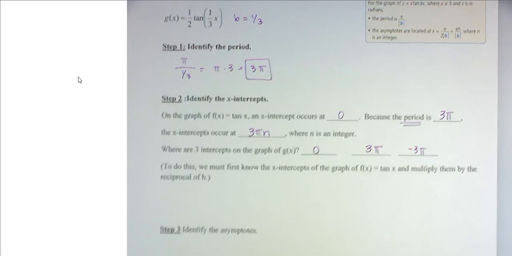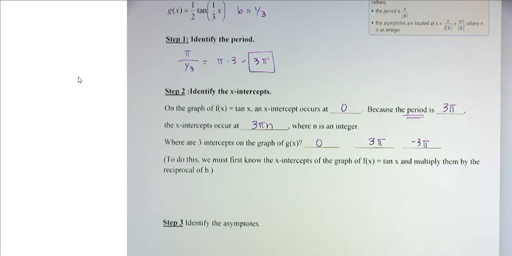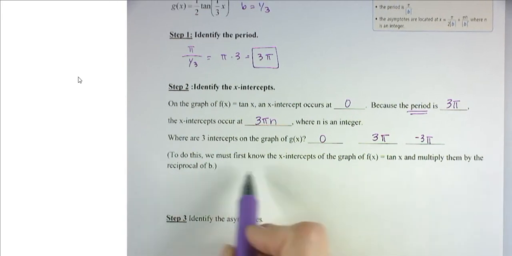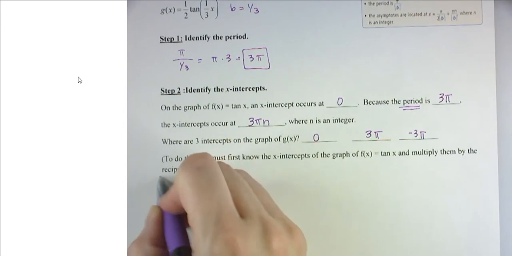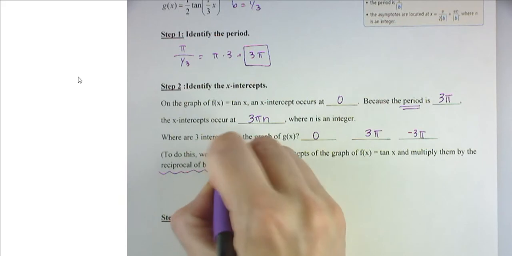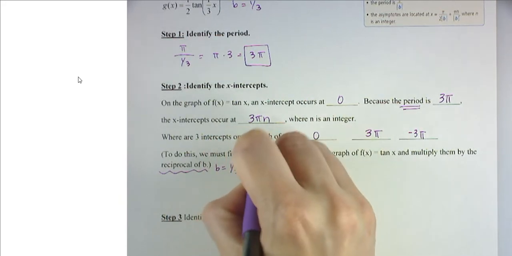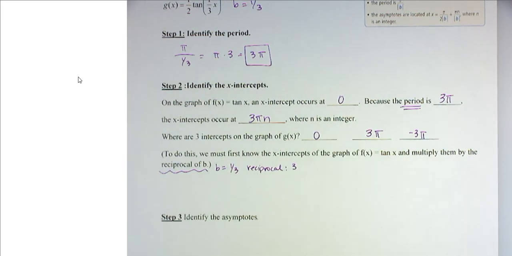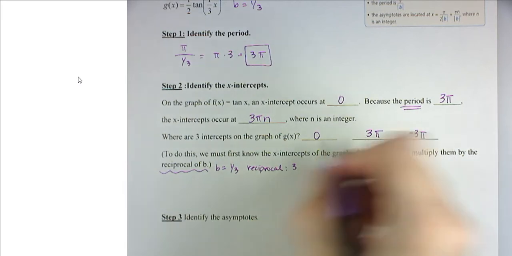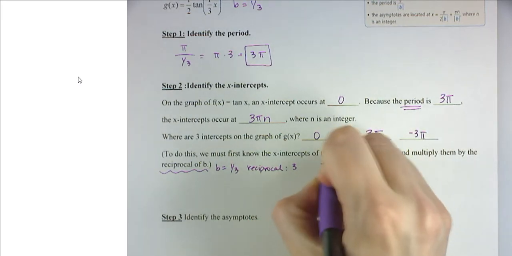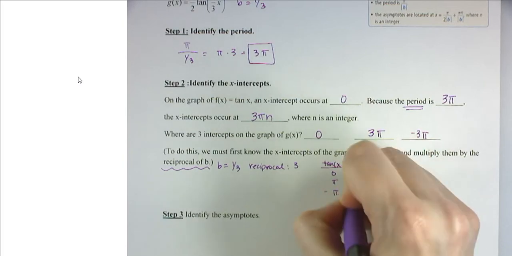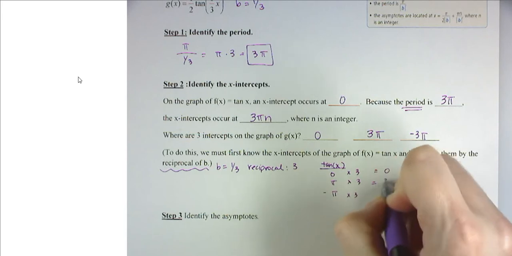You can also multiply them by the reciprocal of b. So if b is 1/3, the reciprocal is 3. What's happening is a horizontal stretch by a factor of 3, and then you can take the tangent x-intercepts, which are 0, pi, -pi, and multiply them all by 3, which would be 0, 3 pi, and -3 pi. Again, that is going to show up when you graph, so feel free to identify them that way as well.